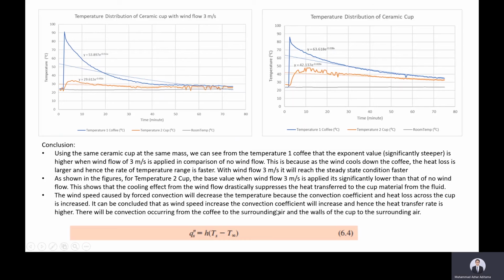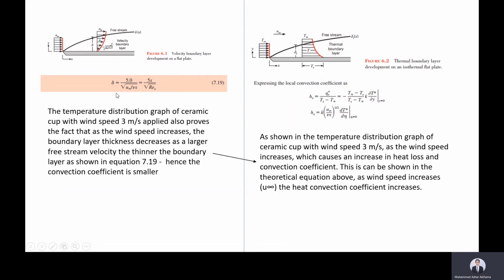As we know, there will be convection occurring from the coffee to the surrounding air and from the walls of the cup to the surrounding air. Therefore, we can relate this to Newton's law of cooling. You can see from the velocity boundary layer, from the temperature distribution graph of the ceramic cup with the wind speed applied, as shown previously, it proved that as the wind speed increases, the boundary layer thickness decreases as the larger free stream velocity causes a thinner boundary layer, shown in this equation, and therefore the convection coefficient is larger.